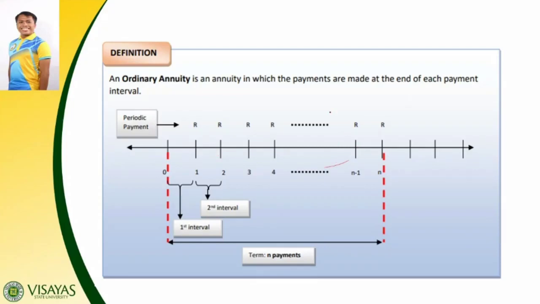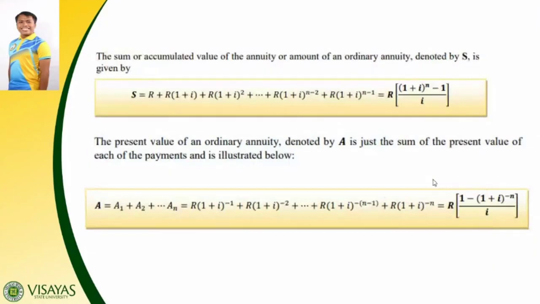Okay? And the sum, or accumulated value of the annuity, or in some references, the amount of an ordinary annuity, is denoted by S. We will see it in the formula on the next slide. Alright, so the sum or accumulated value of the annuity, or amount of an ordinary annuity, denoted by S, is given by this equation. Okay, so this is our formula when we are looking for the sum or accumulated value, denoted by S.